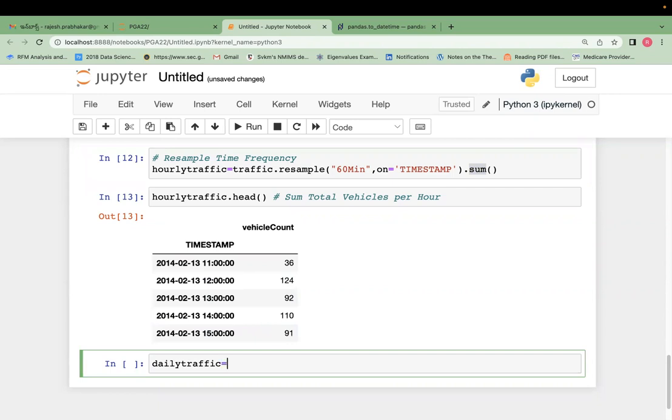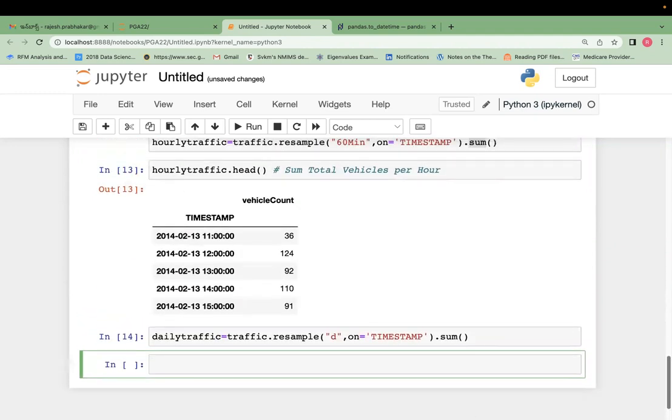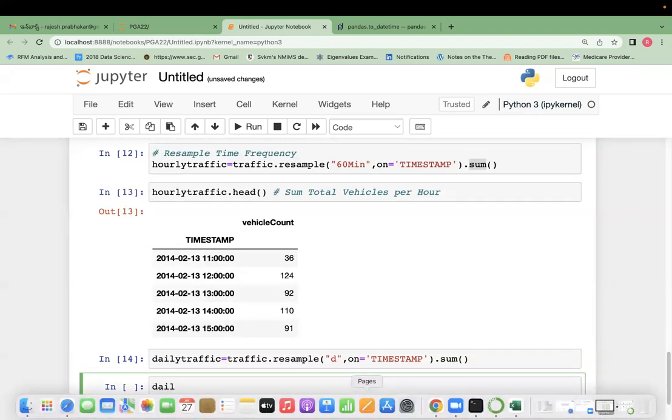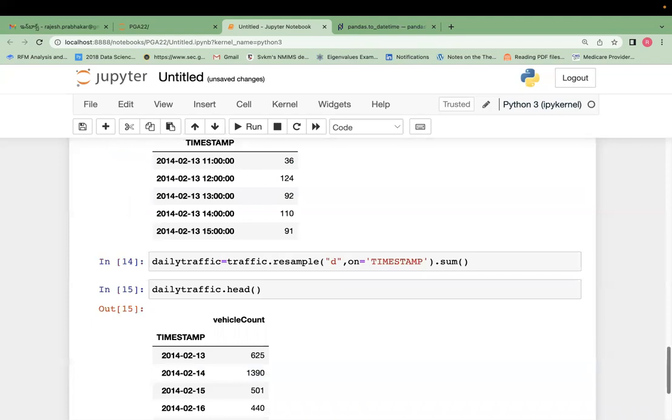Daily traffic is equal to traffic dot resample, small d, comma, on is equal to timestamp, dot sum. Daily traffic dot head. You can see day-wise traffic.